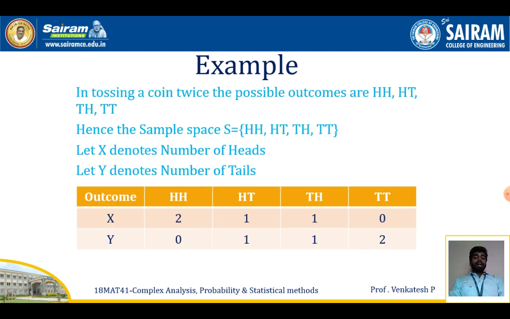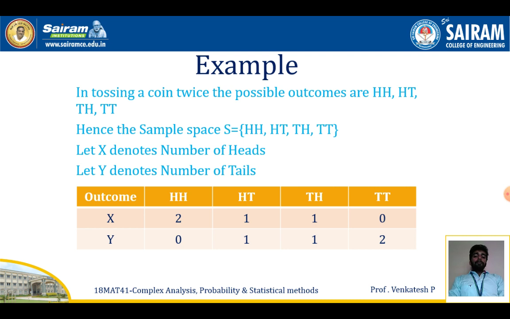Say for example, here I am taking one experiment, that is tossing a coin twice. We know that if we toss a coin twice, the possible outcomes will be head head, head tail, tail head, tail tail. If we group these outcomes, the sample space will be head head, head tail, tail head and tail tail. Now we have to define the random variables. I will denote X is equal to number of heads and Y is equal to number of tails.